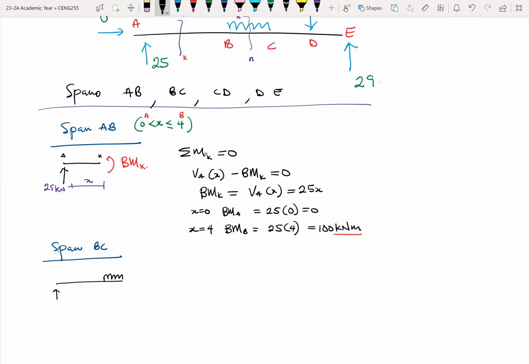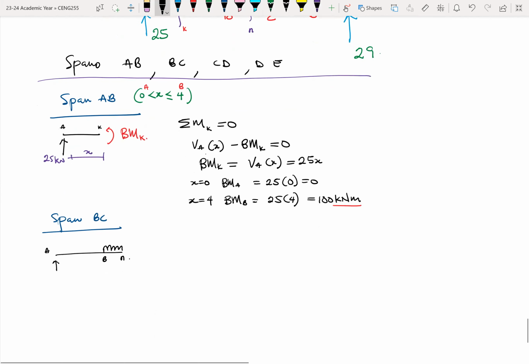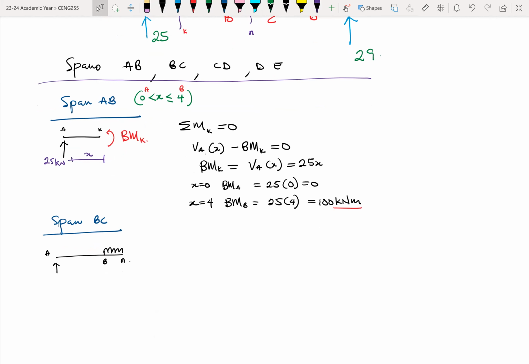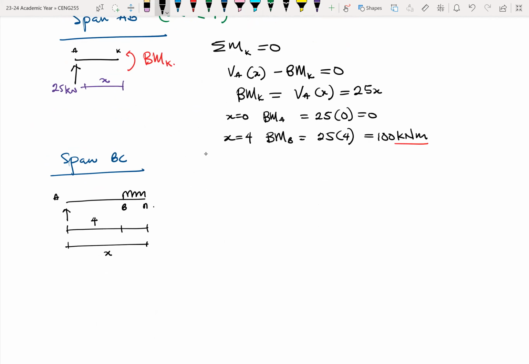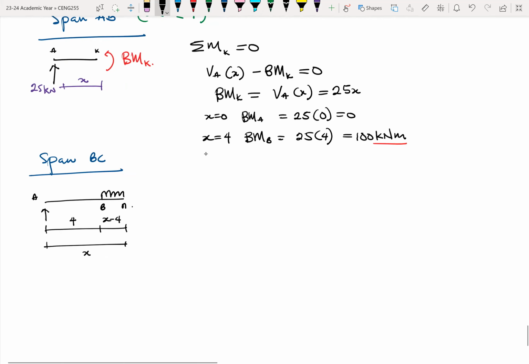So this is a UDL. So this is A, this is B, and this point is N. Somewhere between B and C is N. In solving this problem, there are a number of scenarios we can use. The distance from here, so this is 4, or between B and N is unknown. So we can decide that, okay, let's make the entire length here X, so that between B and N is simply X minus 4. So that's one way to look at it. We'll look at the other option soon.